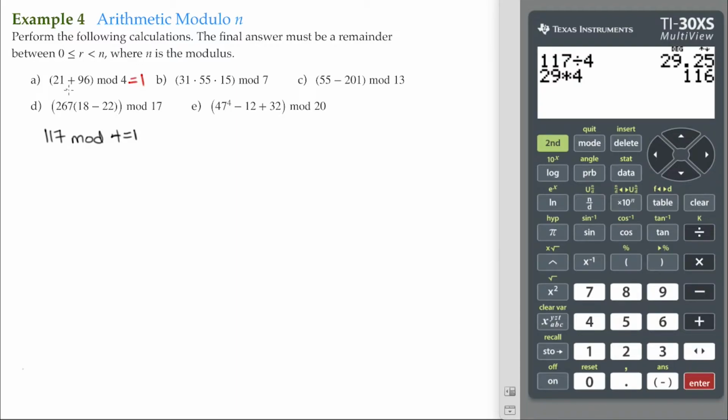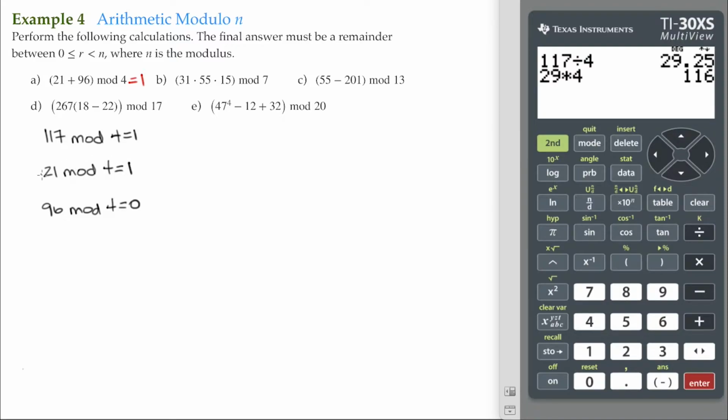But now let's do it in the parts that are suggested here. So we're going to write this as 21 modulo 4 and 96 modulo 4. 21 mod 4, 4 goes into 21 5 times with a remainder of 1. 4 goes into 96 24 times, and 24 times 4 is 96, so we have a remainder of 0. So this 21 mod 4 is equal to 1.